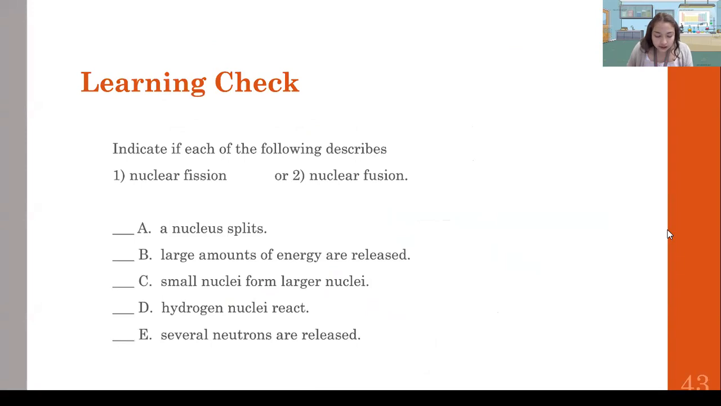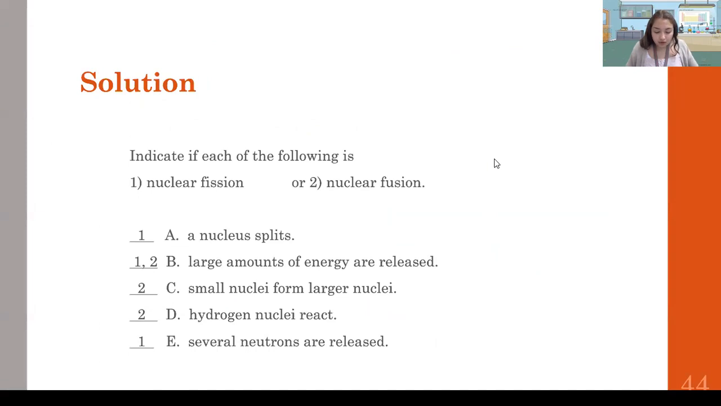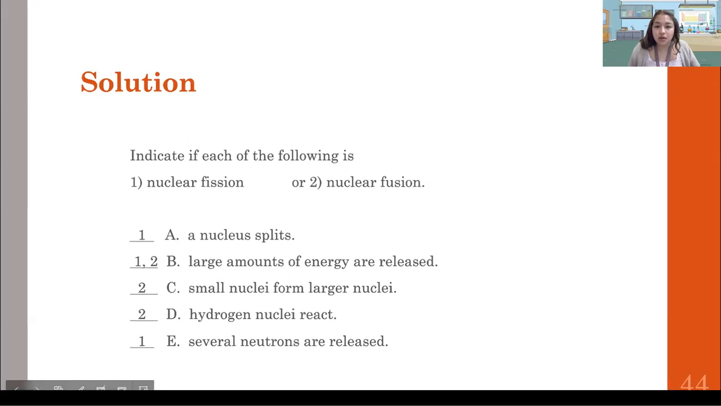So we have a little learning check. This is our last slide. Go ahead and pause the video, see if you can figure it out for yourself. And you can check your answers in 3, 2, 1. There you go. So you can check your work. And that's it for our notes. But I know that you also have a worksheet to go along with it.